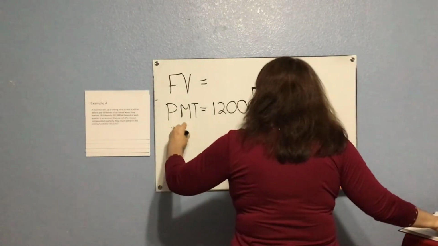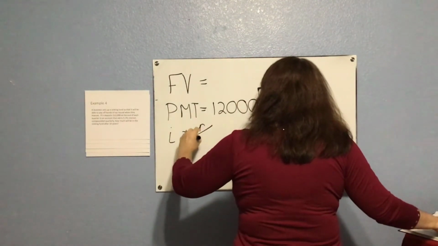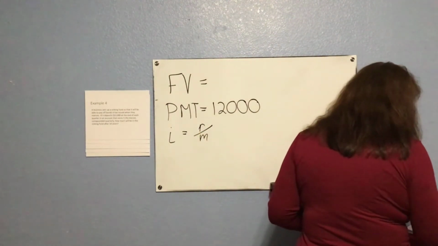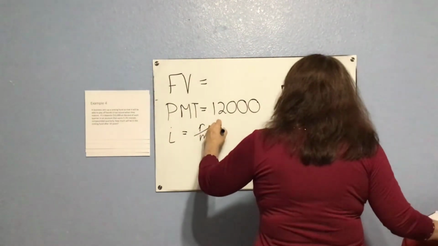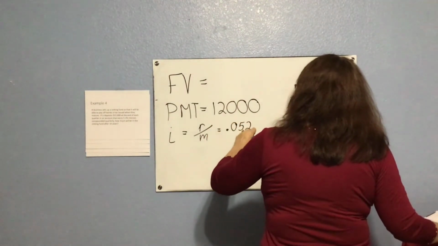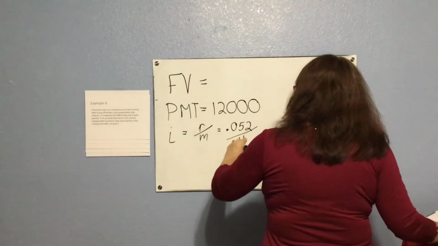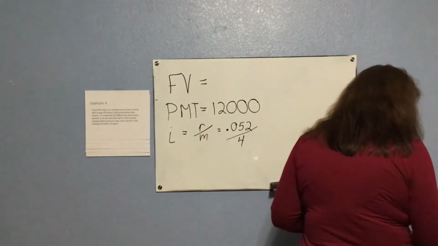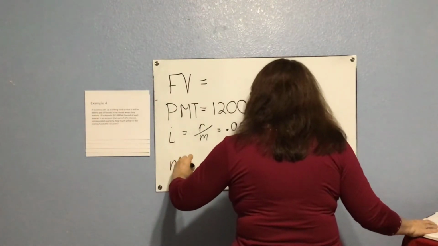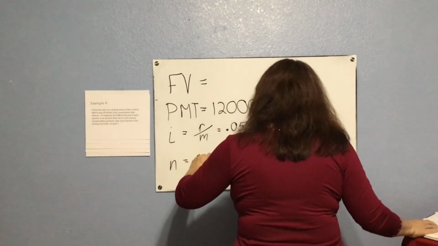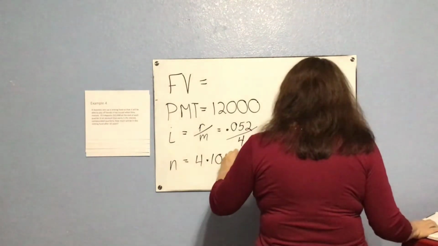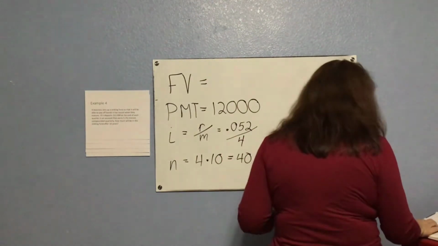The interest is equal to the rate divided by the number of payments per year. So 0.052, and we're paying quarterly, so 4 times a year. And n is equal to 4 times 10, because we're doing this for 10 years. We'll just write that one as 40.